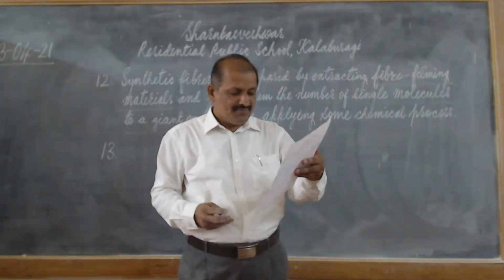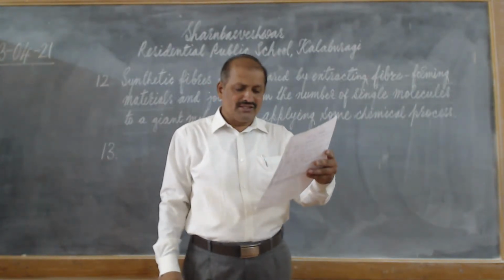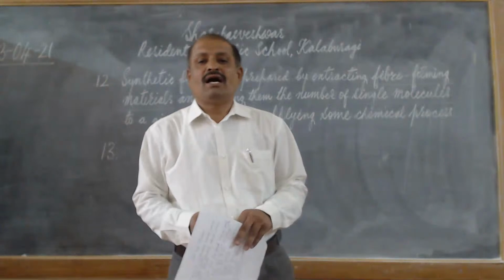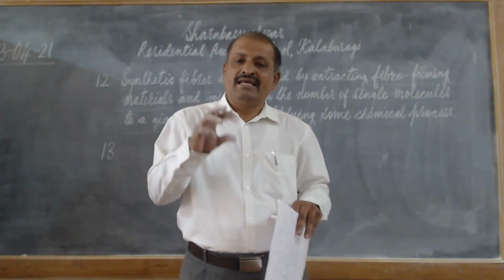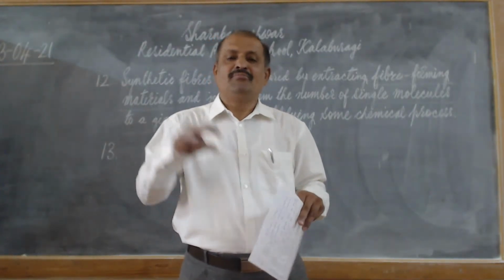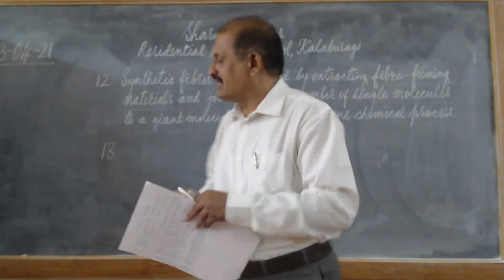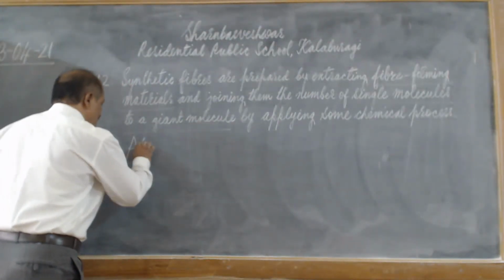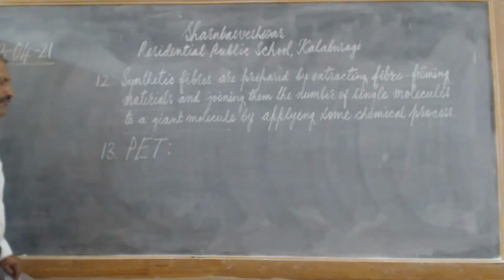Now we are discussing question number 13. Name the polyester which is used for making bottles, films, and wires. So the answer is PET again. Polyethylene terephthalate is the right answer to this question, by which we can prepare bottles, films, and wires. PET is the short form.